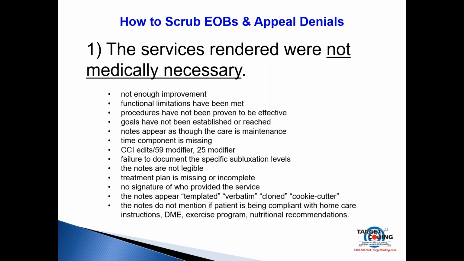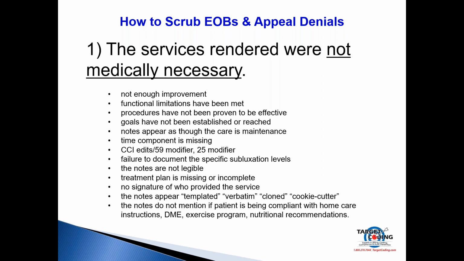It's not just enough to say, oh, not medically necessary. It's like being pulled over by a police officer and they say, well, you were speeding and I'm going to give you a speeding ticket. And you say, well, how fast was I going? And the police officer says, I'm not telling you. I don't have to tell you. Here's a ticket and bye-bye. You know, that's not the way it's supposed to go.